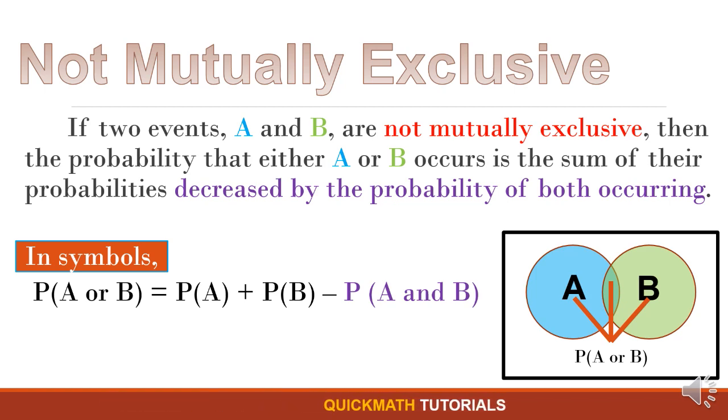As we can see, the two events intersect. Therefore, we can say that they have common elements or they have similarities. So, if the two events are not mutually exclusive, we can use this formula. We will just add the probability of A plus the probability of B minus the probability of A and B.